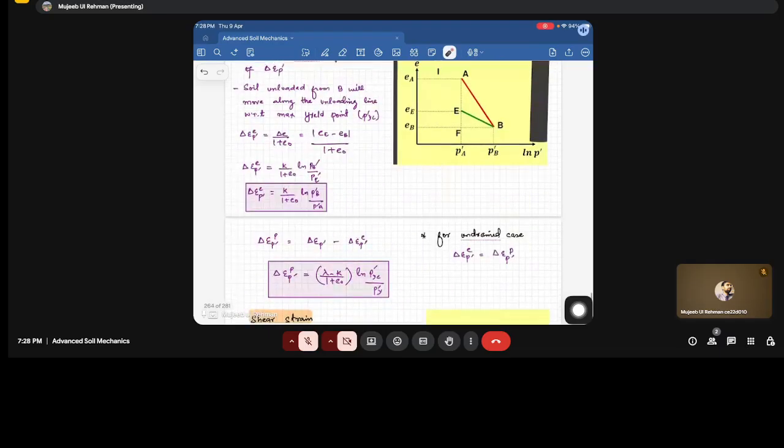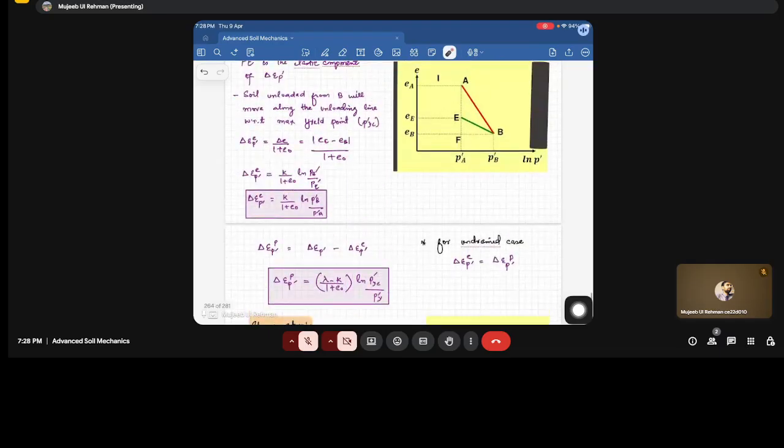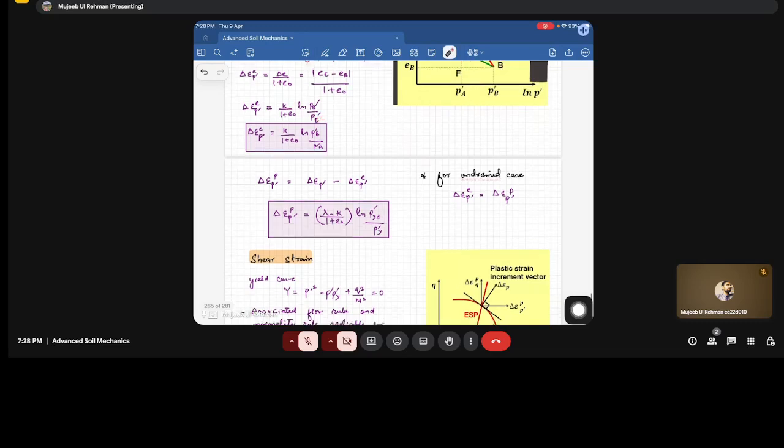We will get the relation: delta epsilon p dash e is equal to kappa divided by 1 plus e naught times ln of p dash B divided by p dash A, because p dash e is similar to p dash A, the stress state is same. Once we get the elastic component, the plastic component will be the total volumetric strain minus the elastic component. So we get delta epsilon p, the plastic component of the total volumetric strain, given by lambda minus kappa divided by 1 plus e naught times ln of p dash yc divided by p dash y.